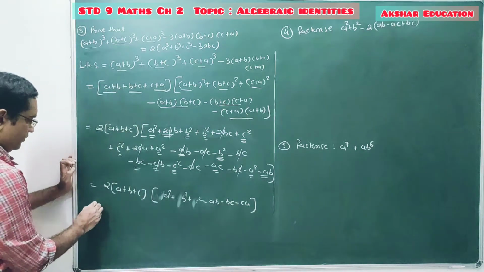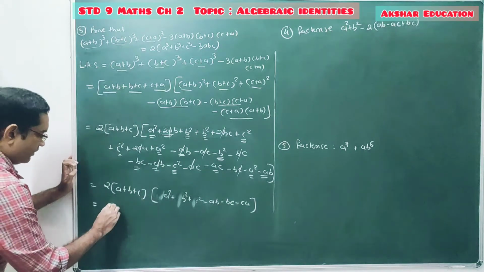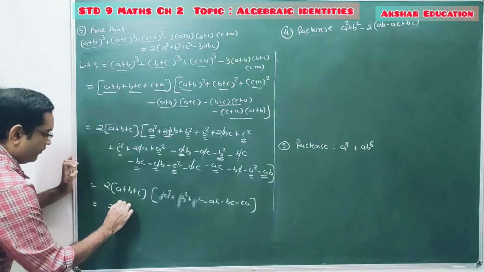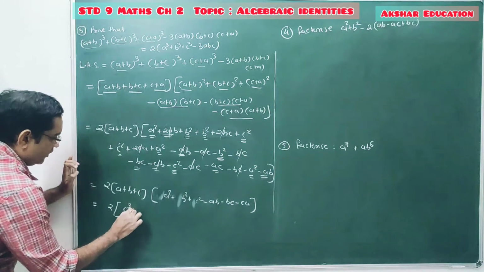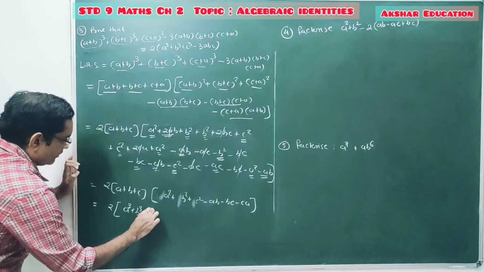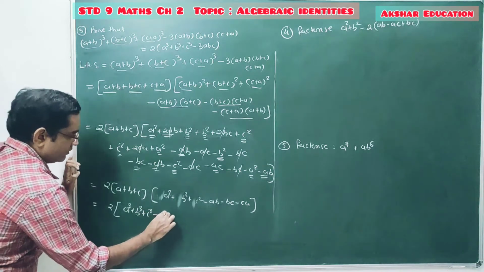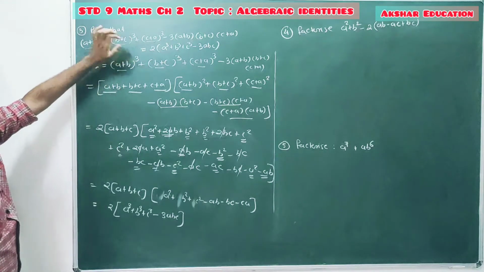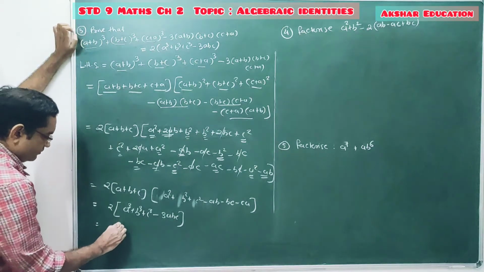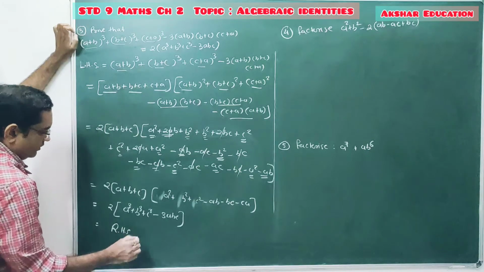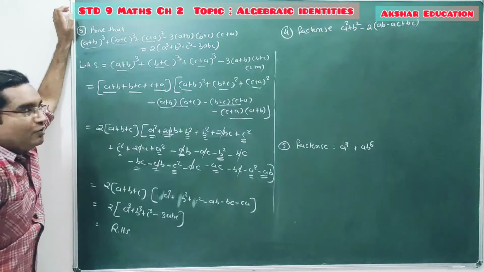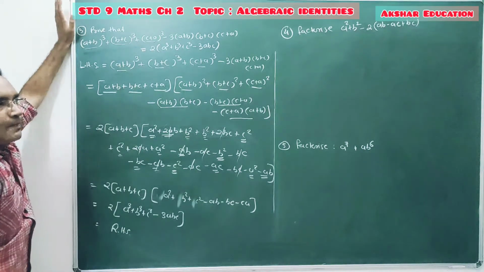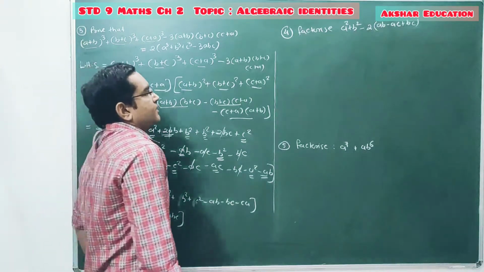So look at this formula carefully. This is again nothing but the formula of 2 into A cube plus B cube plus C cube minus 3ABC. That is our right hand side. Clear friends? So this is how you can solve your question number 3. Simple. Now take question number 4.